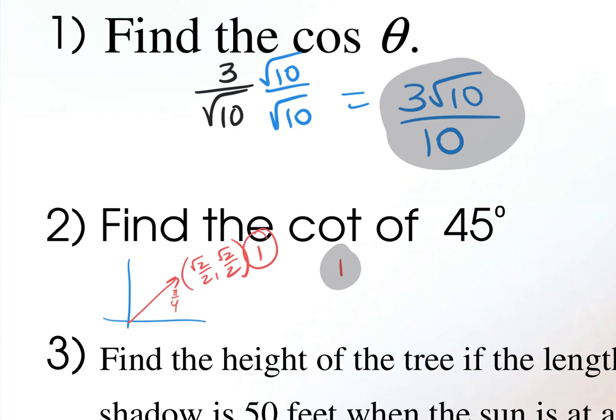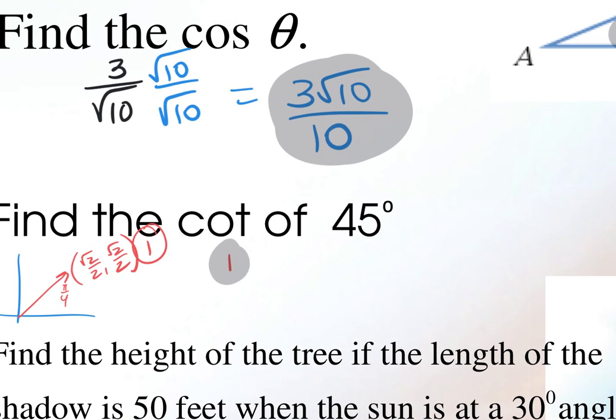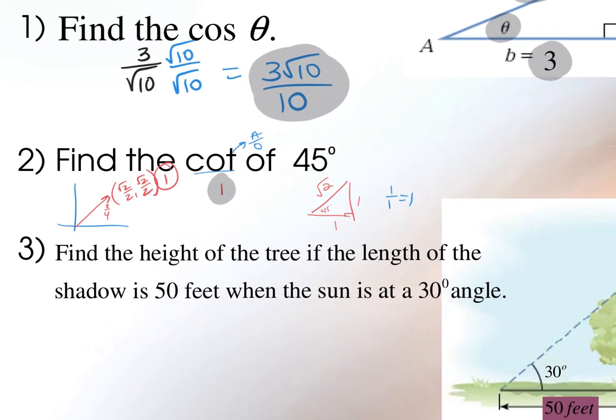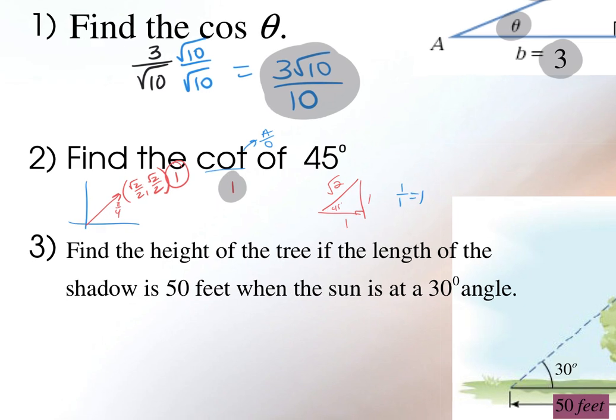The other way to do it is set yourself up a 45, 45, 90 triangle where the side lengths are 1, 1, and root 2. 45 could be in either of these corners. Cotangent is the reciprocal of tangent, which is opposite over adjacent, so cotangent is adjacent over opposite. And you'd get 1 over 1, which is still 1. So it doesn't matter which way you do it. If you're a right triangle person or a unit circle person, you should have gotten 1.